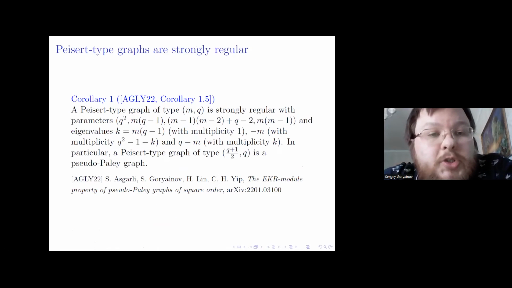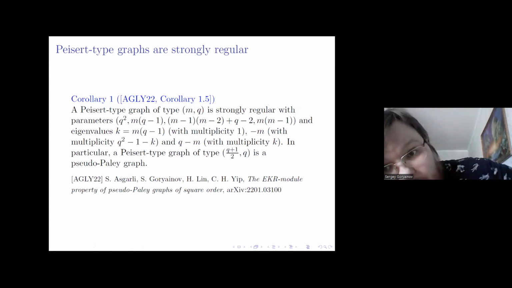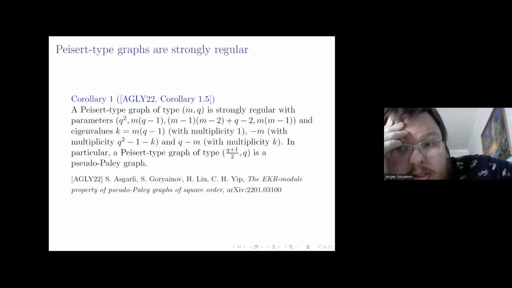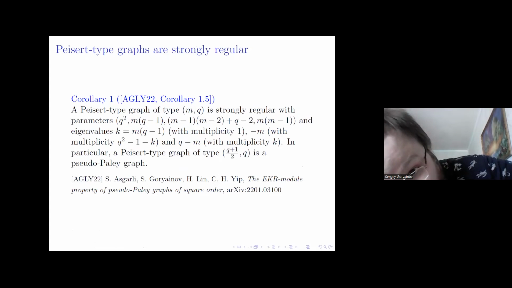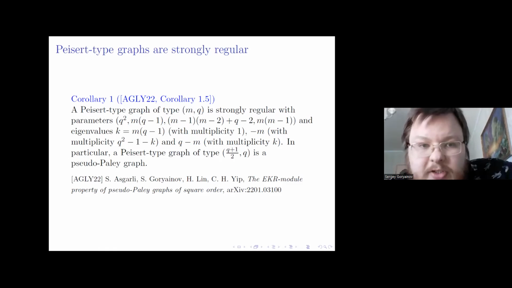Corollary 1, which was discussed in our preprint. A Peisert-type graph of type MQ is strongly regular with parameters Q squared, with just these parameters, which are quite complicated, and the following eigenvalues. In particular, a Peisert-type graph of type (Q+1)/2, Q is a pseudo-Paley graph, which was already discussed by Shamil.